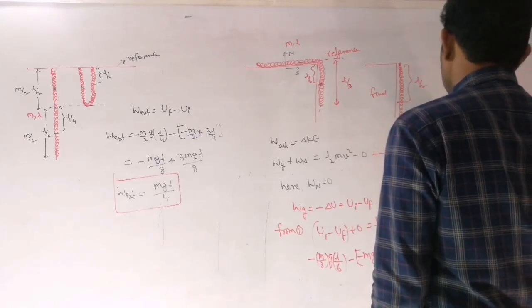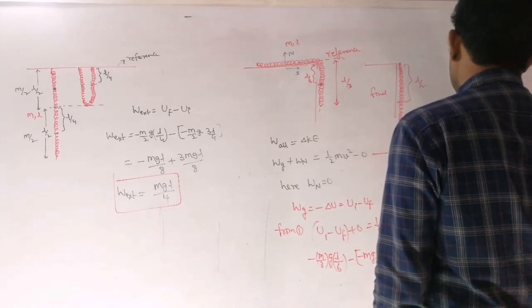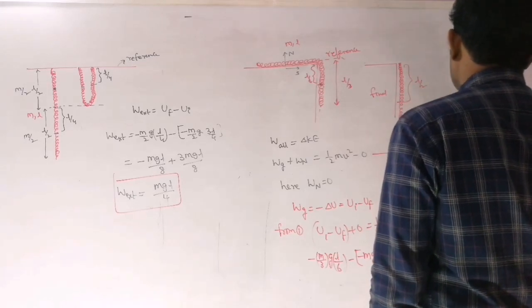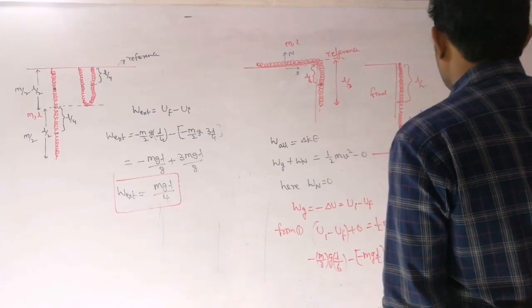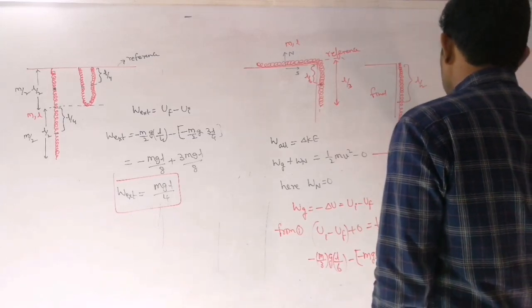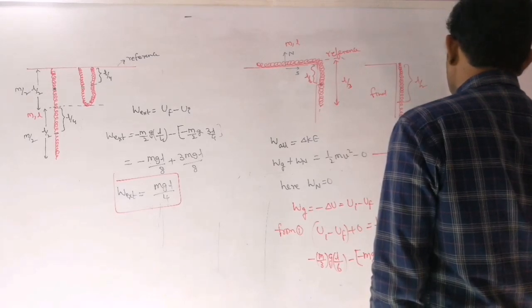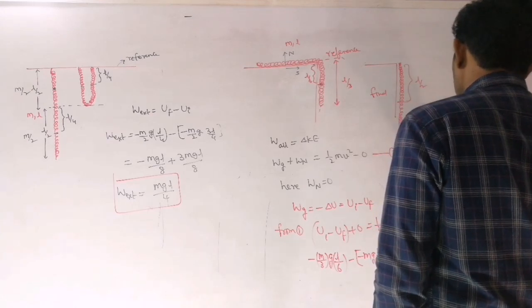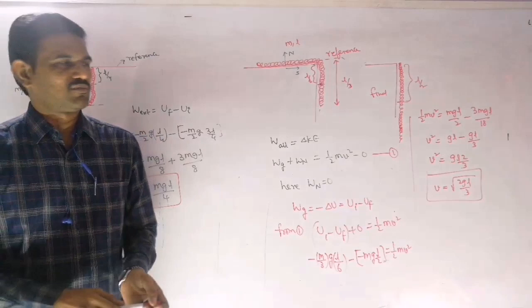So v square is equal to gL, taking common, gL minus gL by 3. The half and the 2 cancel, and we get 9, and 3 by 9 is 1 by 3. Therefore v is equal to root of 2gL by 3. This is the speed of the chain when the last link of the chain loses contact with the table.